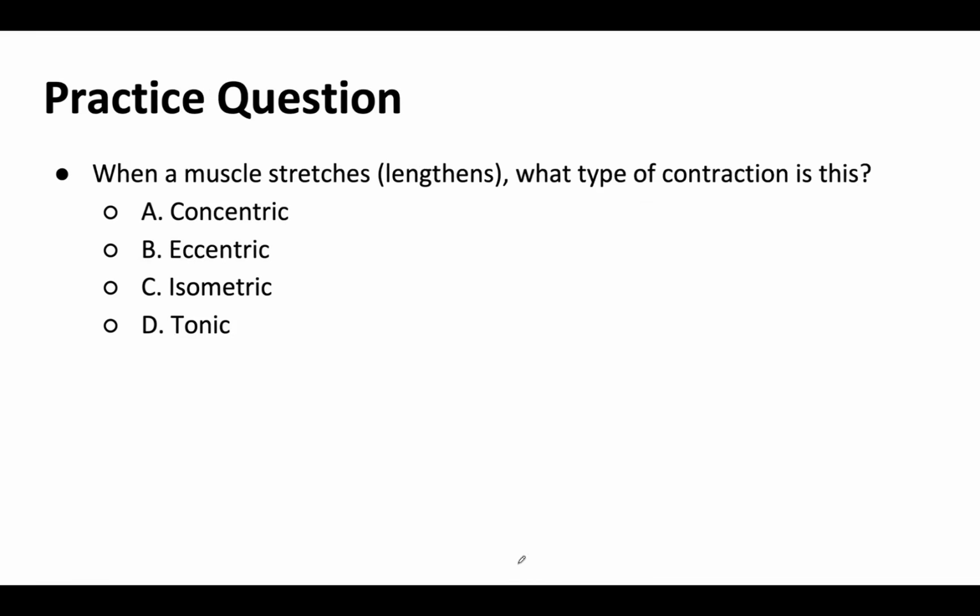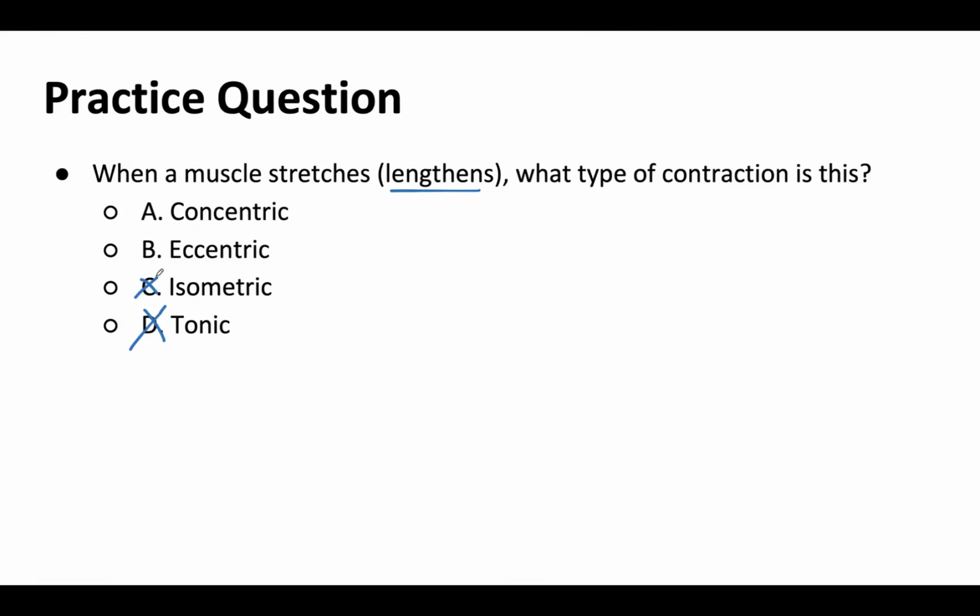All right, excellent. We have reached the practice question, so let's think through this one together. When a muscle stretches or lengthens, what type of contraction is this? Is it concentric, eccentric, isometric, or tonic? All right, so let's look through these answer choices. Tonic, we know that is not going to be the correct answer there. That is going to be like muscle tone. We're talking about something that's a bit more extreme with muscle lengthening.